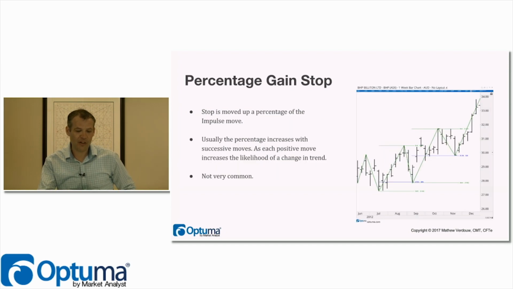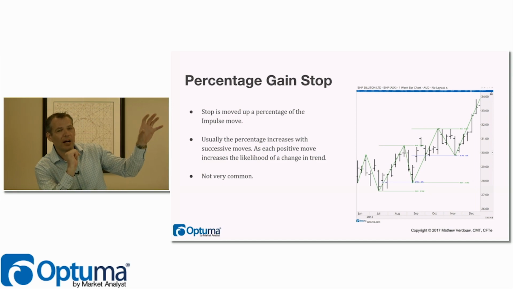All right, percentage gain stop. In this one, we take each impulse move up and set a stop based on a percentage coming back. Really where this theory goes is that once we've had 3 or 4 moves up and the primary trend has persisted, the likelihood of a change of trend becomes higher and higher.